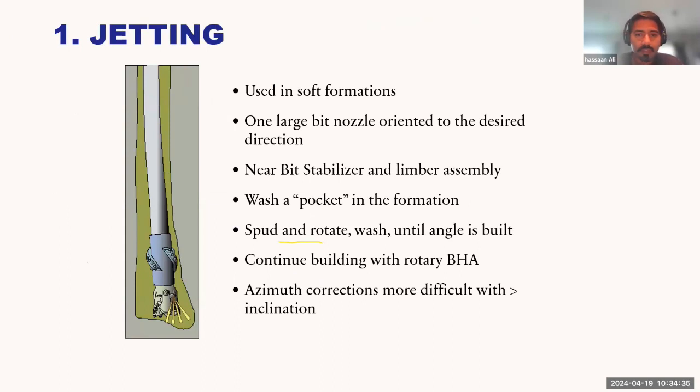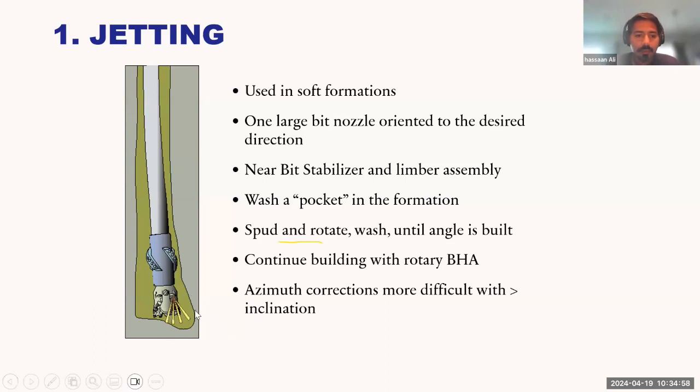Essentially, what you do is use a bit with a big nozzle that is oriented in a desired direction, and you pump high pressure mud through this nozzle. Effectively, the nozzle is at a particular direction, and it will wash out a pocket. So this thing which you see at the bottom is called a pocket.